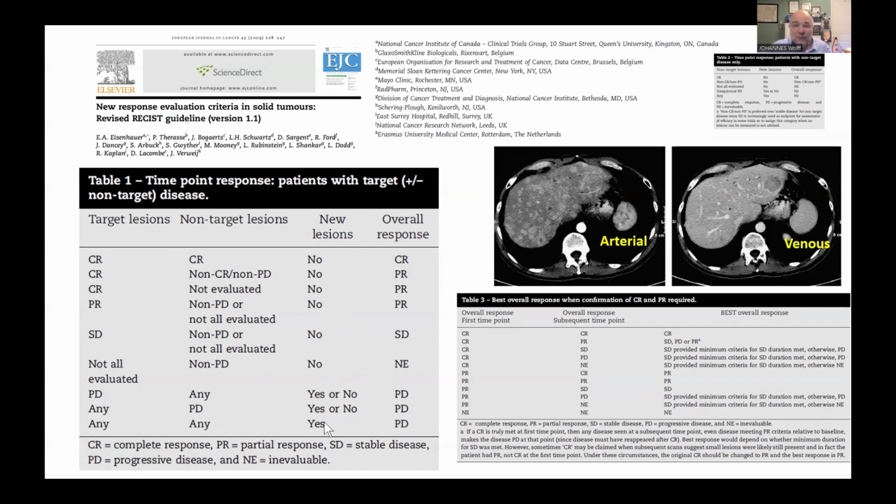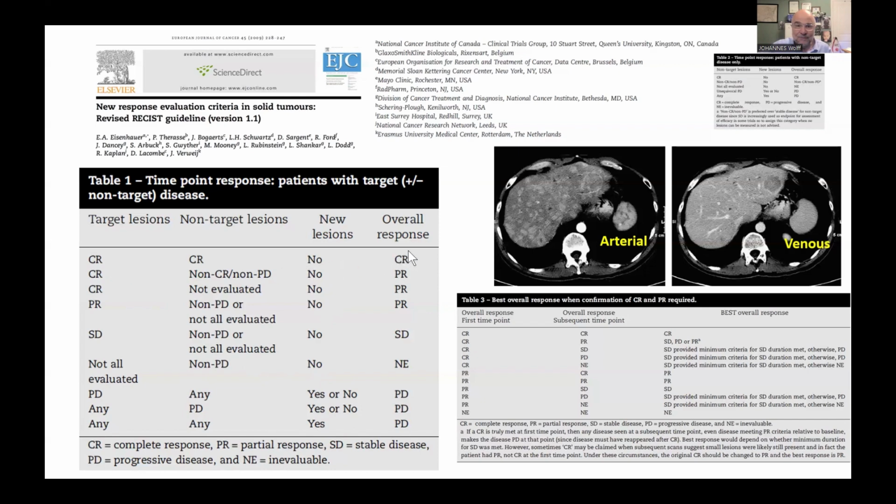If there is a new lesion, a new place in the body where there is a metastasis, that is progressive disease. If any of the others are clearly growing, so if the target lesions are progressive disease or the non-target lesions are progressive disease, then also the entire body is considered to be progressive disease. This column we can now forget. Let's do the top line next.